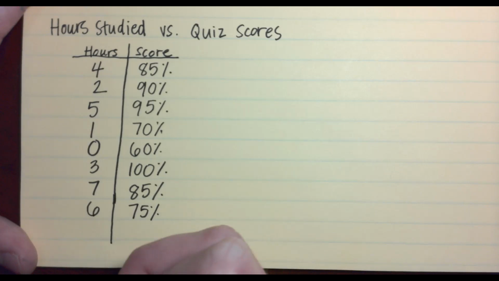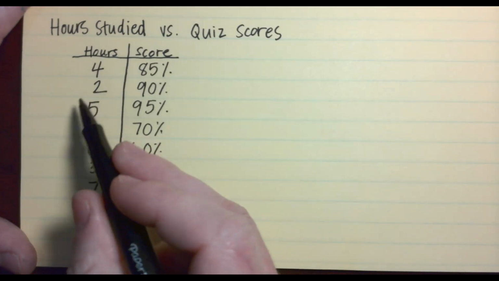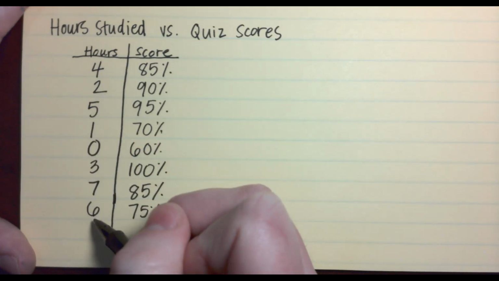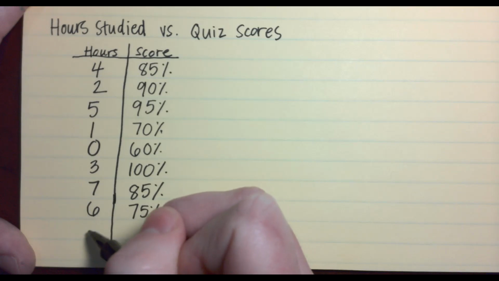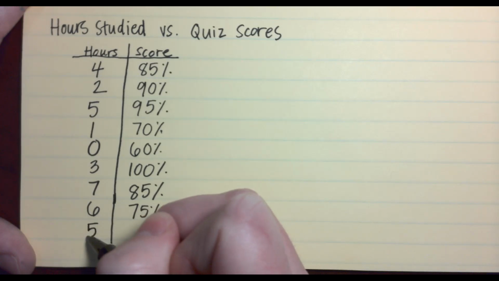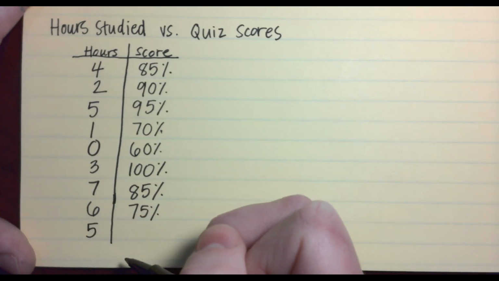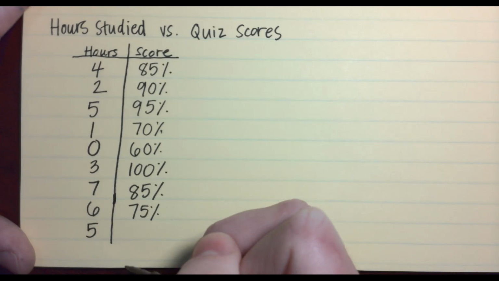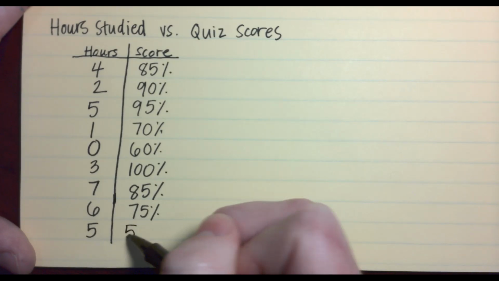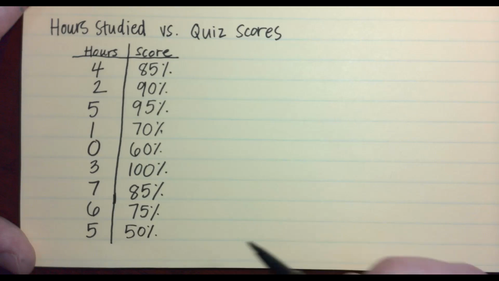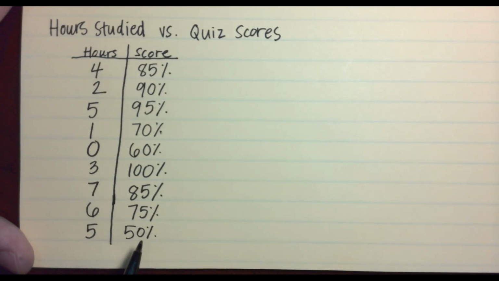Okay. And how about we put one more, let's do another 5 hours, and what should they get? 50. Okay. They didn't do so good. This would probably end up being what we call an outlier. Most people that study 5 hours are not going to get a 50%, but it happens. Unless they studied for 5 hours of all the wrong answers. Maybe they studied the wrong stuff.